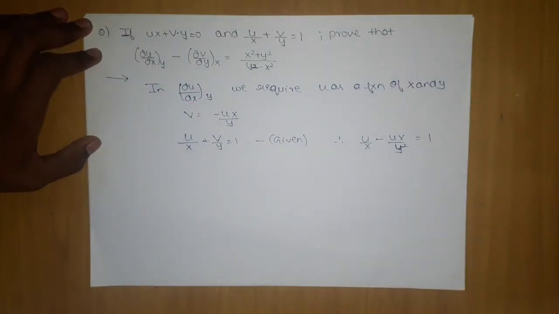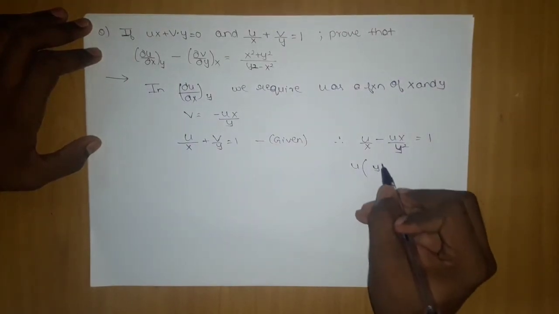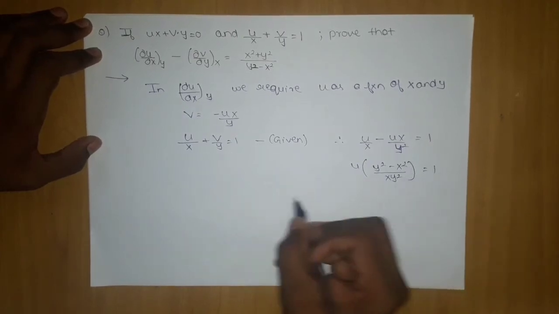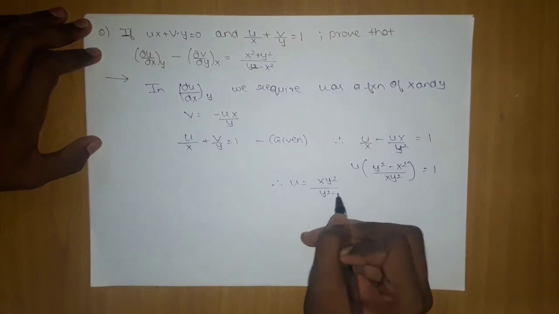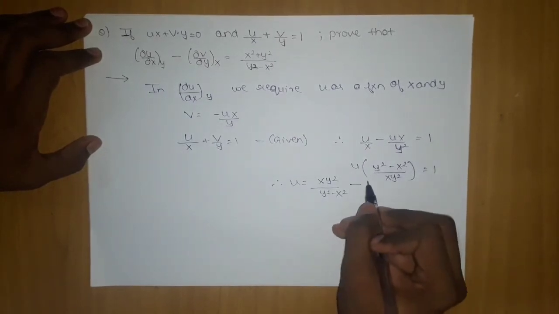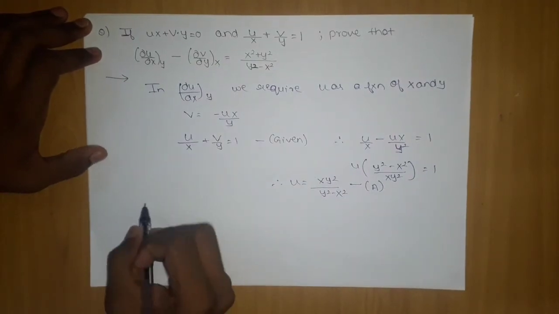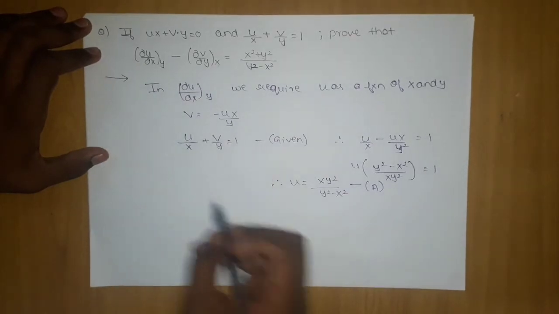Okay, so u should be on one side and the rest of the function should be in terms of x and y. I will keep my u outside. This will be (y² − x²)/(xy²) = 1. Therefore my u will be what? u = xy²/(y² − x²). I will call it equation A.